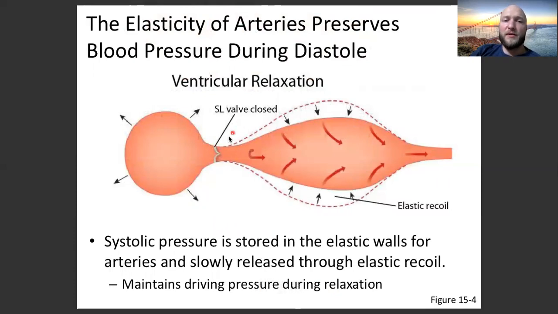You can see right here, the semilunar valve closes, and that pressure wave, that elastic characteristic, maintains that push forward for blood.